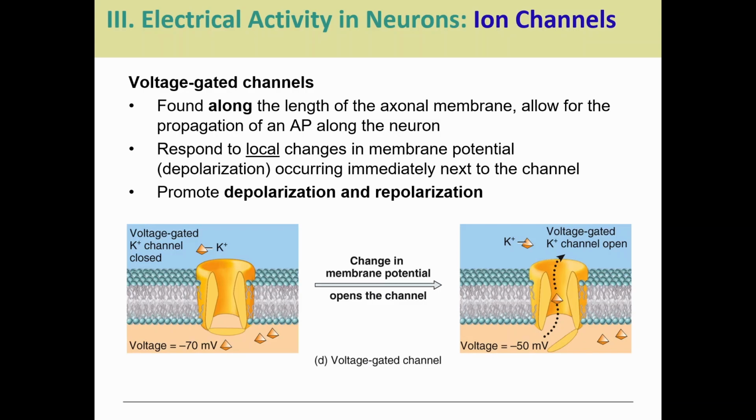So here, right, we have this -70 charge, right? We see it's closed. And then as the change happens, we go from -70 to -50, we see it opens, and potassium's allowed to float out, right? It's allowed to move out. So we see that as the change in the voltage is what causes this to open in this case.